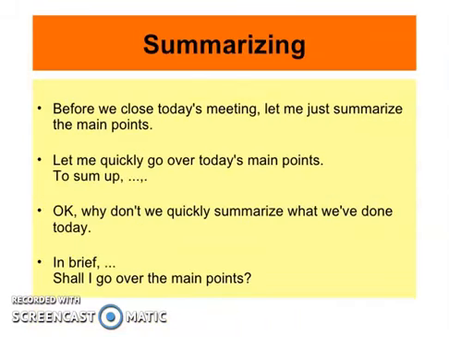And the next part is summarizing. How should we summarize? Before we close today's meeting, let me just summarize the main points. Let me quickly go over today's main points to sum up. Okay, why don't we quickly summarize what we have done today in brief? Shall I go over the main points?